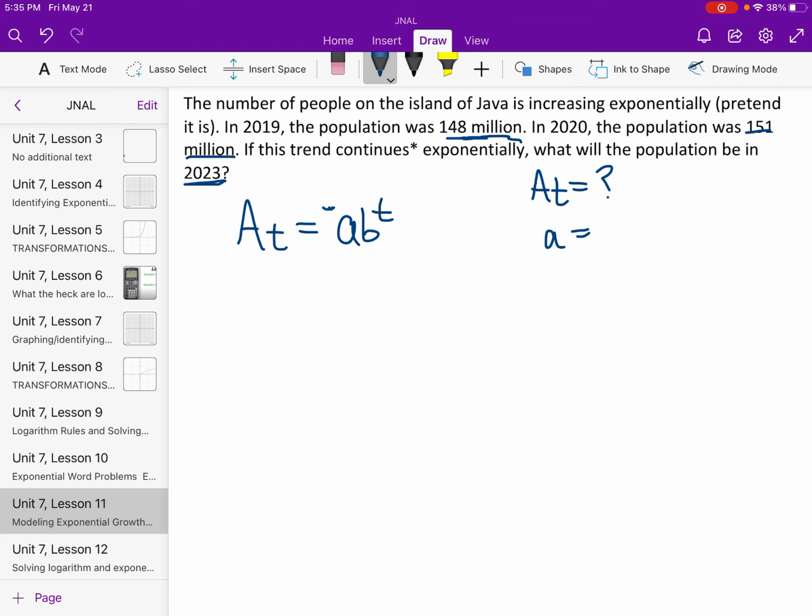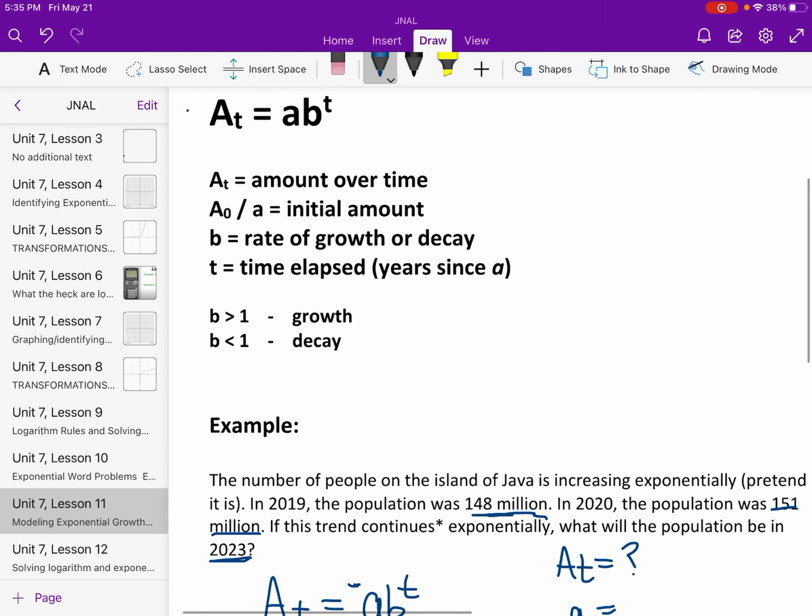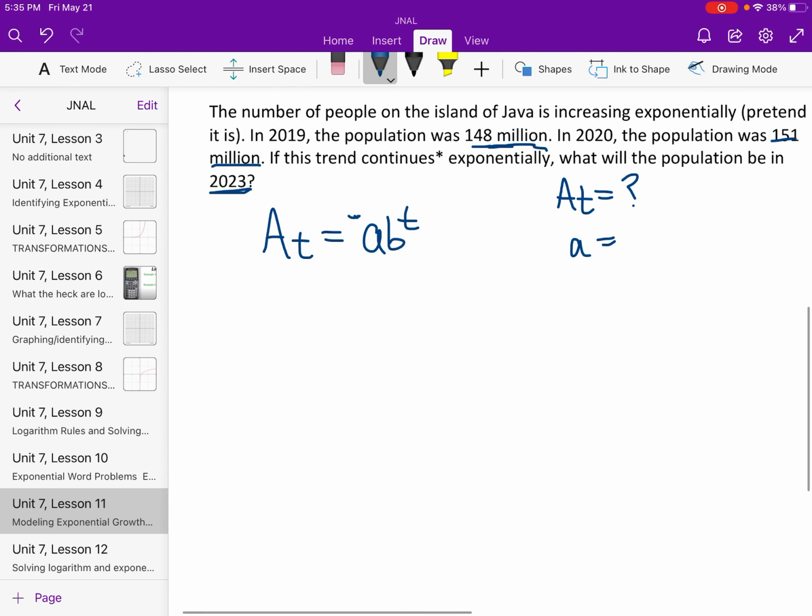Then a, as we see back up here, that is the initial amount. Since the first number mentioned was 148 million, we would say 148 million. Well, we're actually just going to use, just for no crazy number's sake, we'll just say 148, and then remember to add on 6 zeros to whatever answer we get, so that we don't have to go crazy on here.